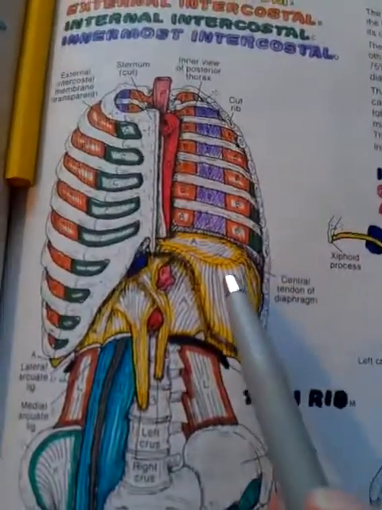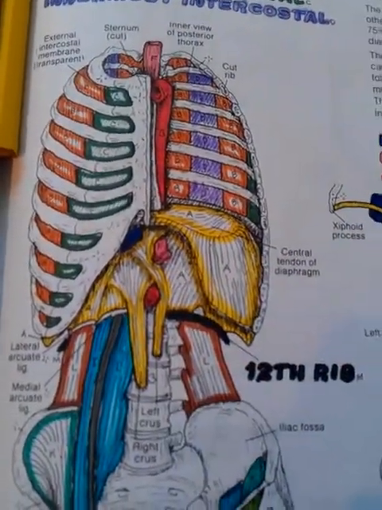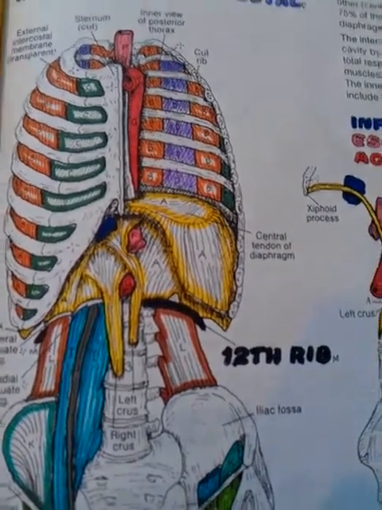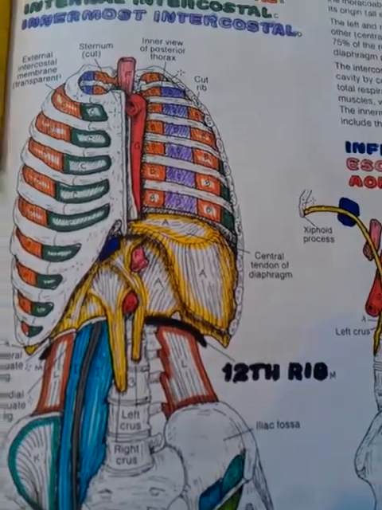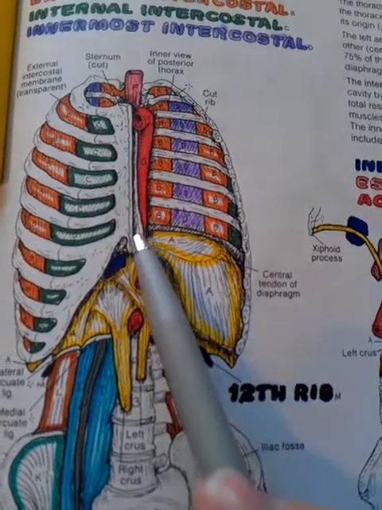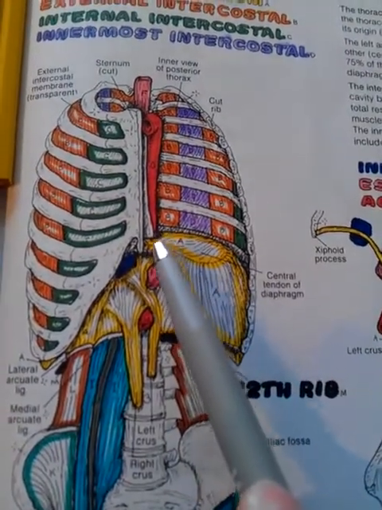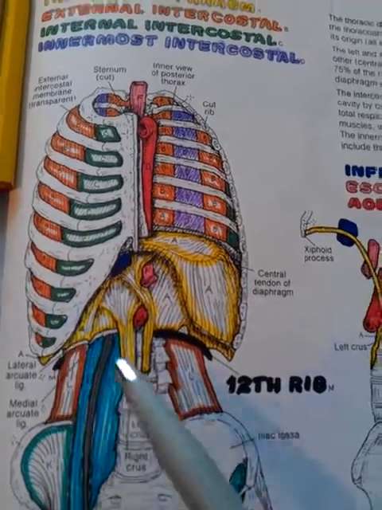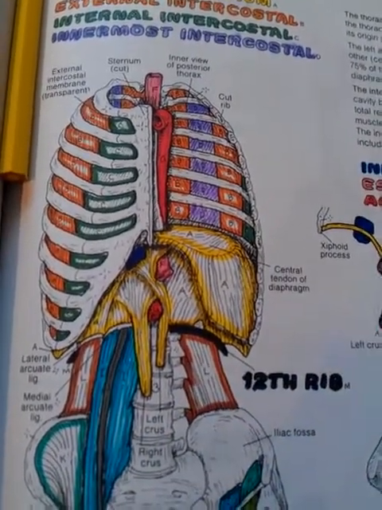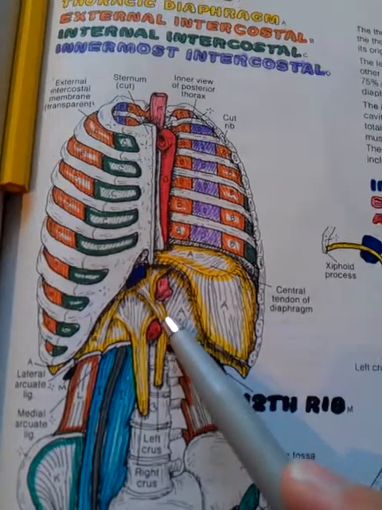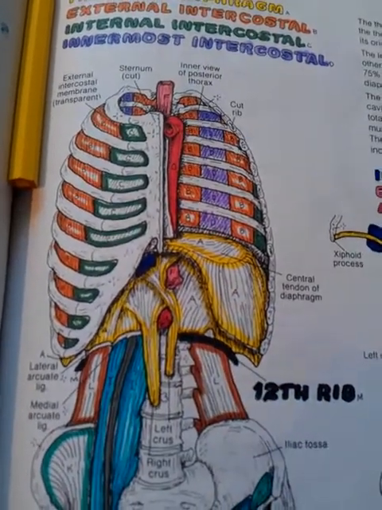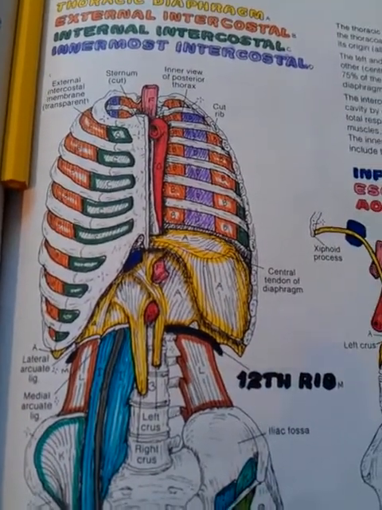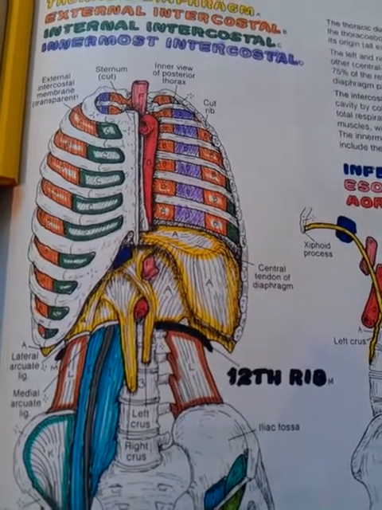The diaphragm originates on the sternum, on the lower 6 ribs, and on the upper lumbar vertebrae. It inserts on the central tendon of the diaphragm.